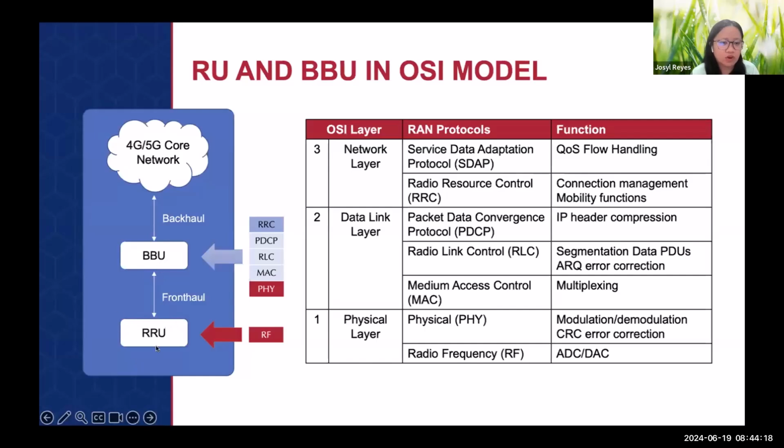So we have the RRU and the BBU. These two comprise the radio access network, connected to the core network via the backhaul interface. And then the RAN components may be subdivided into RRU and BBU, and then they are connected via the fronthaul interface. So whatever task is assigned to each unit depends on the design of the mobile network operator.